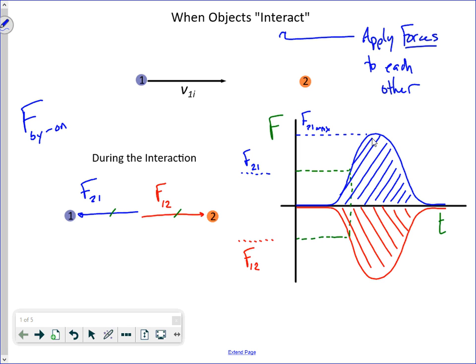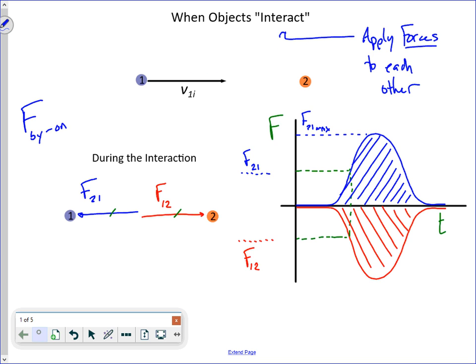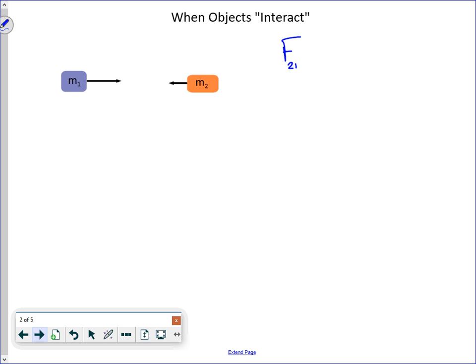All right? And so what we can say is, for each object, there's the force on 2 by 1. I'm not sure how my notation was before. The force by 2 on 1. Well, we said that's equal and opposite to the force by 1 on 2. Right?